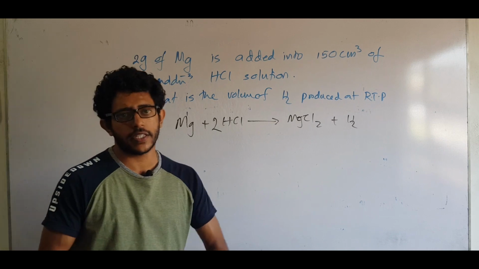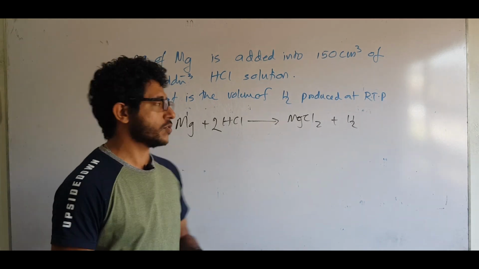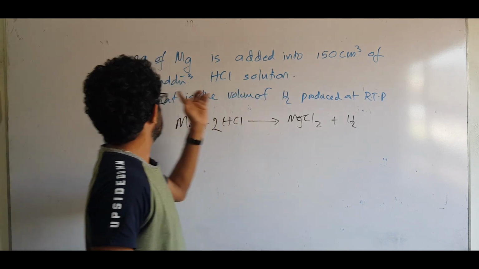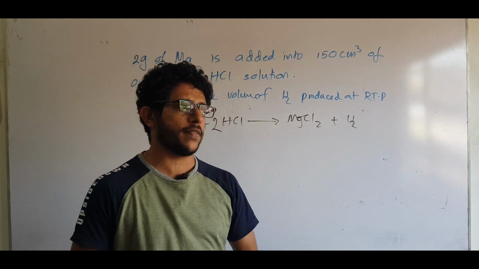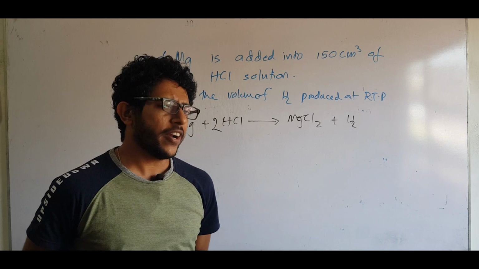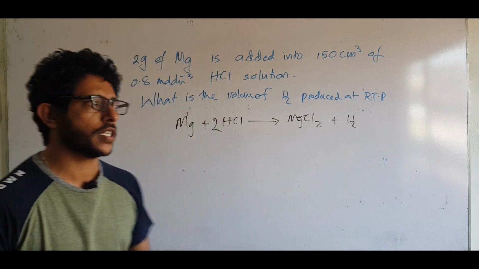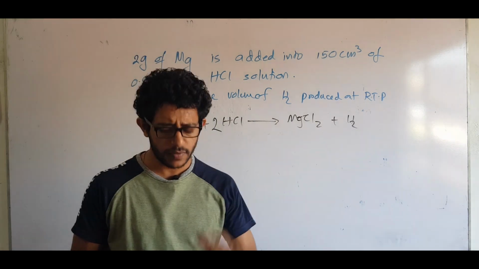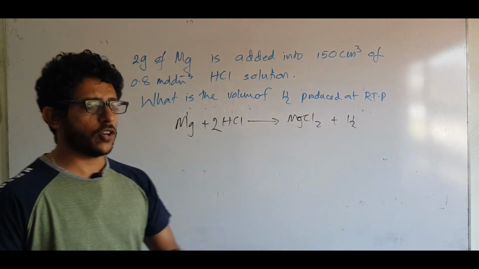This is a limiting reagent calculation, and this normally comes in MCQs. You are given the mass of magnesium and you are given the volume and the concentration of HCl, which means you are given the data for both. So, we have to find out which one is the limiting reagent, because hydrogen is produced according to the limiting reagent. So, first step is what? Find the amount of each.